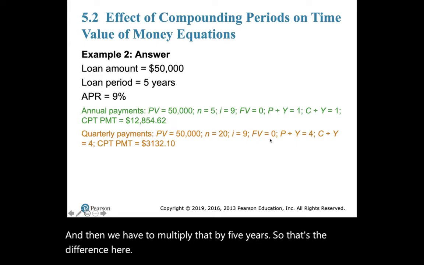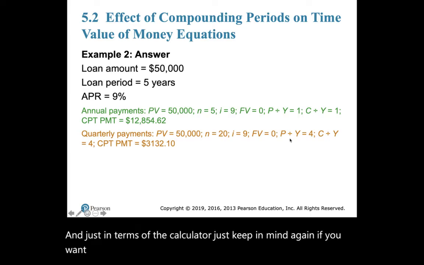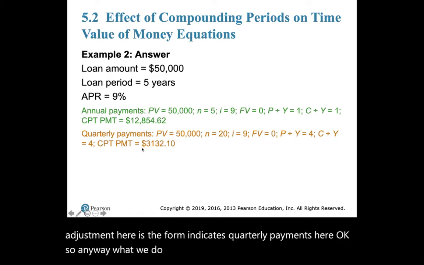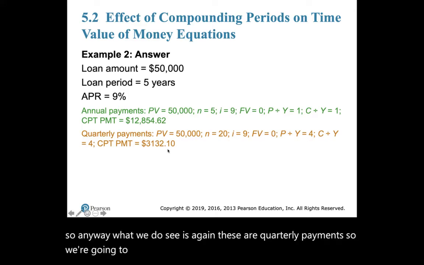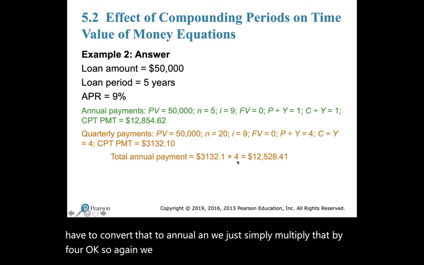And just in terms of the calculator, just keep in mind, if you want to actually use the calculator, what we're making an adjustment here is the 4 indicates quarterly payments. So anyway, what we do see is, again, these are our quarterly payments. So we're going to be making this many payments quarterly. We do have to convert that to annual, and we just simply multiply that by 4.